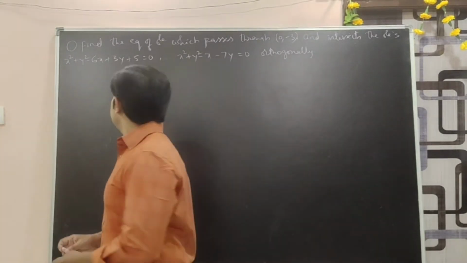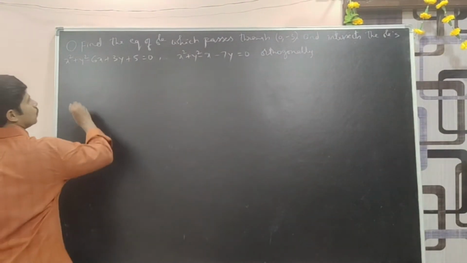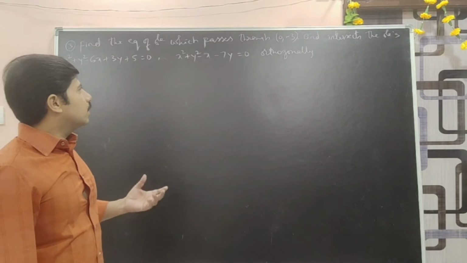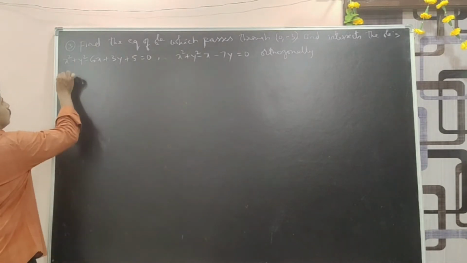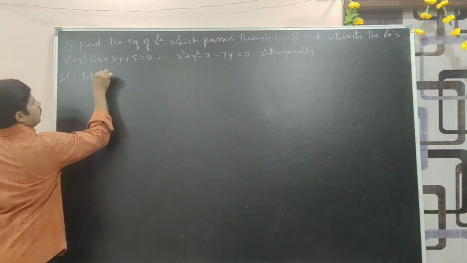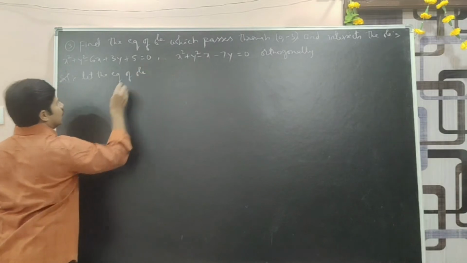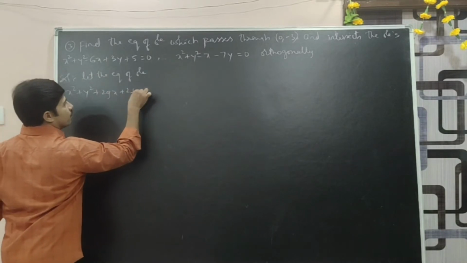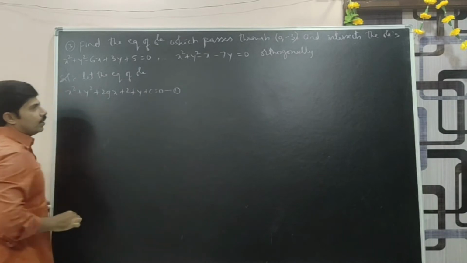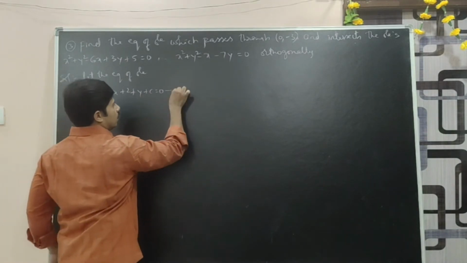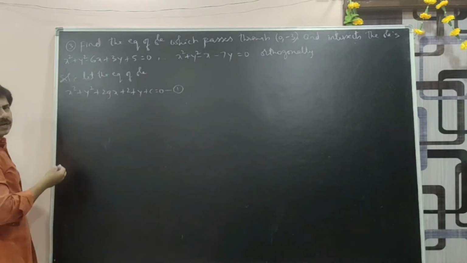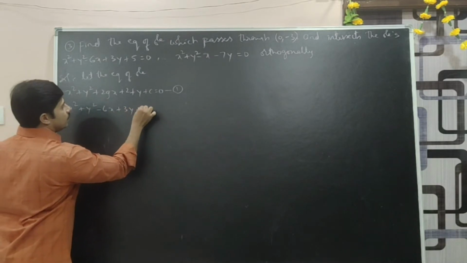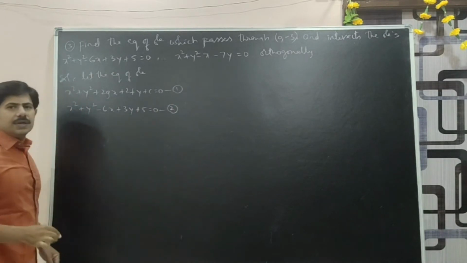Next problem, find the equation of circle which passes through 0, comma minus 3 and intersects the circles orthogonally. So here we'll assume the general equation of a circle. Let the equation of circle be x square plus y square plus 2gx plus 2fy plus c is equal to 0. We represent it as equation number 1. Now the second equation, what is the second equation? It is x square plus y square minus 6x plus 3y plus 5 is equal to 0, equation 2.